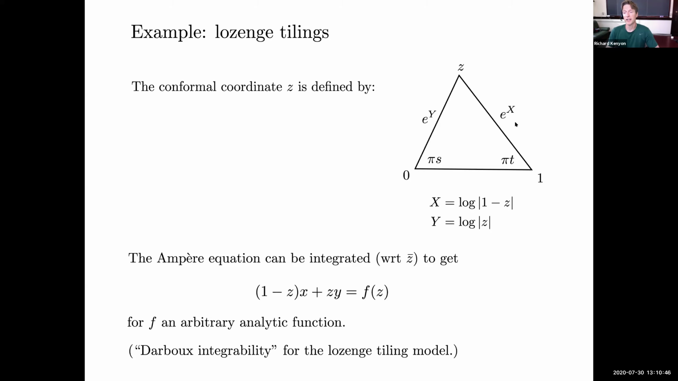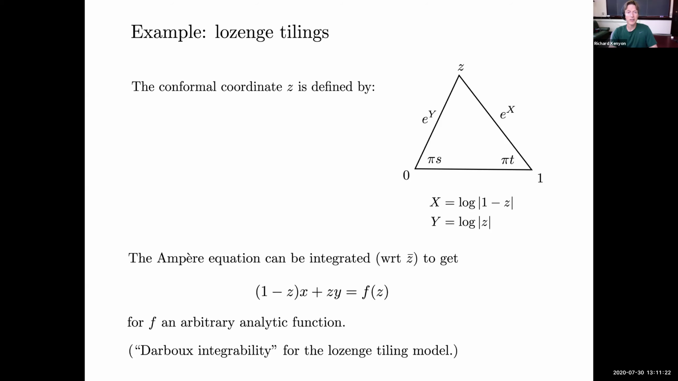And in fact, as long as we're at it, e to the x is the logarithm of this length here. So x is the log of 1 minus z. In terms of the conformal coordinate z, x is just log of 1 minus z, and y is log of z. Remember that x and y are those conjugate variables to s and t. Okay, so it's all a very, very pretty picture for the Lagrange-Tiling case, and this picture encapsulates all 5 variables that we're dealing with here: s, t, x, y, and the complex coordinate z.